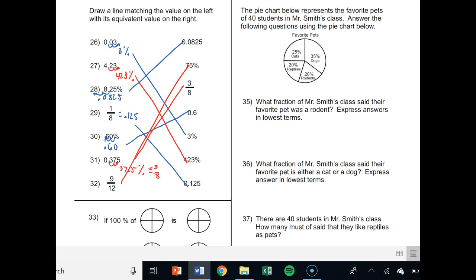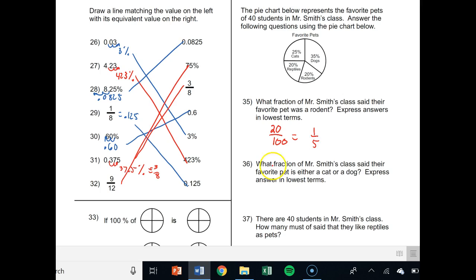Very easy. All right. It says the pie chart below represents the favorite pets of 40 students in Mr. Smith's class. Answer the following questions. So what fraction of Mr. Smith's class said their favorite pet was a rodent? Rodent is 20%, so as a fraction, that's 20 over 100, aka 1/5.